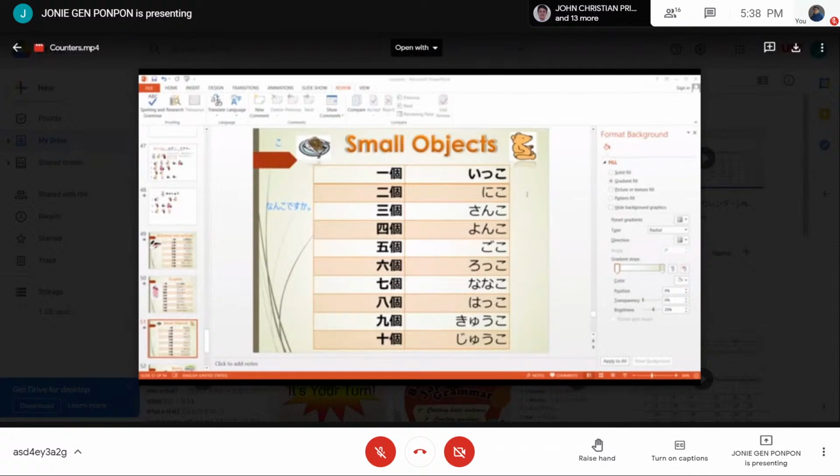that is ikko, not ichiko, but ikko. For 2 pieces, niko. Then 3 pieces, sanko. For 4 pieces, yonko. 5 pieces, goko. And then for 6 pieces, rokko. 7 pieces, nanako. And then for 8 pieces, hakko.